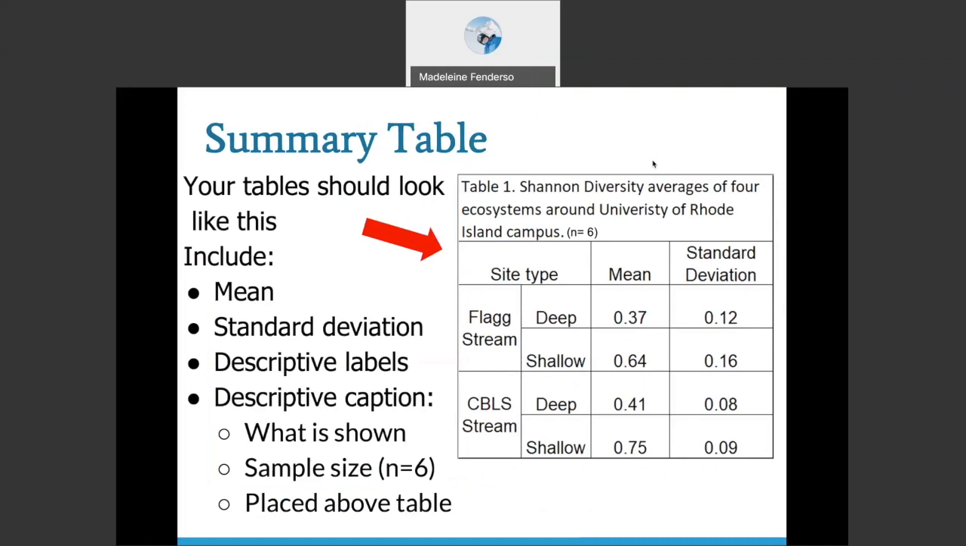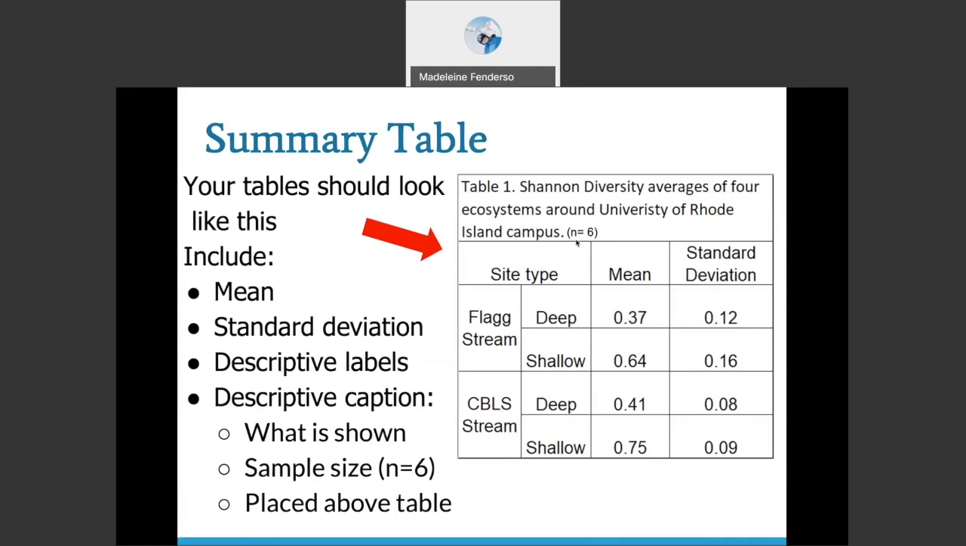So you're going to be doing summary tables quite often. Most lab reports you'll be writing a summary table, and it needs to include the mean and the standard deviation. It needs to include descriptive labels, as you see here. And it also needs to include a descriptive caption, which includes what is shown. So basically, what data are you pulling from? What was the sample size? So here, the sample size was n equals 6, as you see up here. And you want the descriptive caption placed above the table.